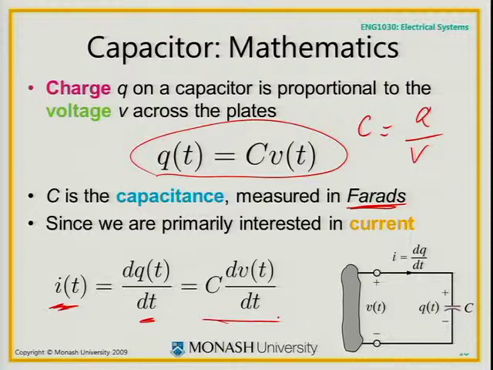So I equals C dV/dt, very different. You might start to think about now, if we did Kirchhoff's voltage law around circuits with capacitors, we're going to have derivatives in play. That's why we end up with differential equations rather than just linear algebraic equations. Derivatives of voltage and current start coming into play.